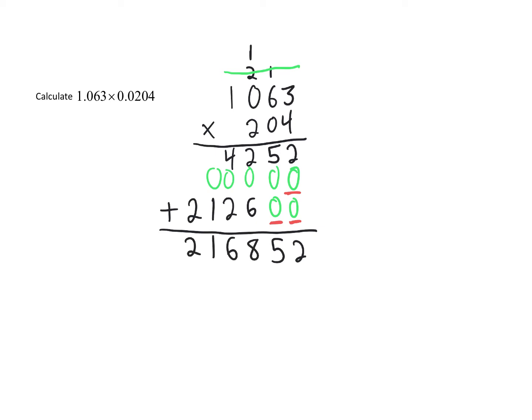Now that we have that part done, we can look at our decimals. Here we have 3, and here we have 4. 3 plus 4 is 7. So we need 7 decimals in our final answer. So we have 3, 6, we need one more, and this would be our final answer.